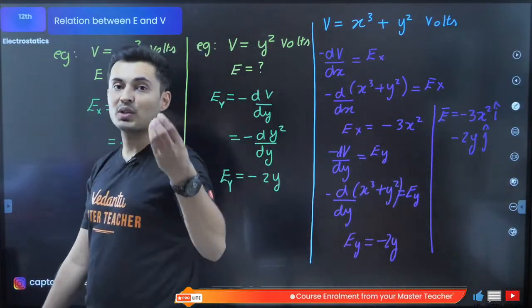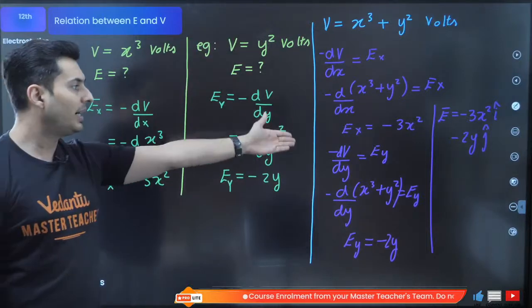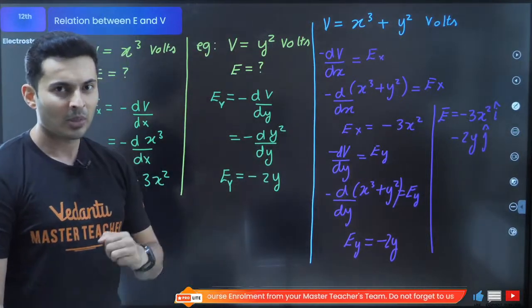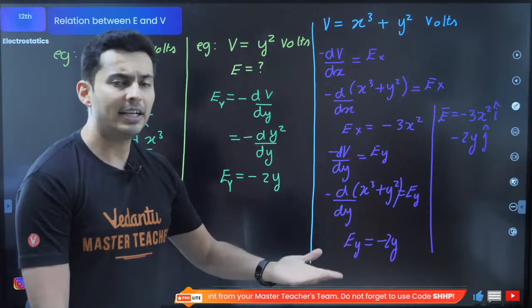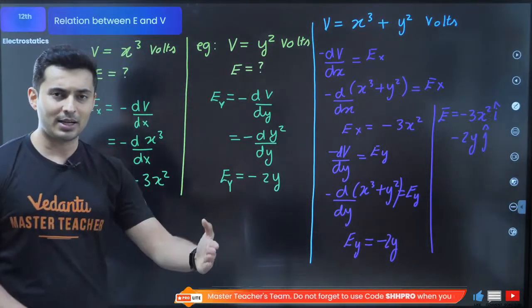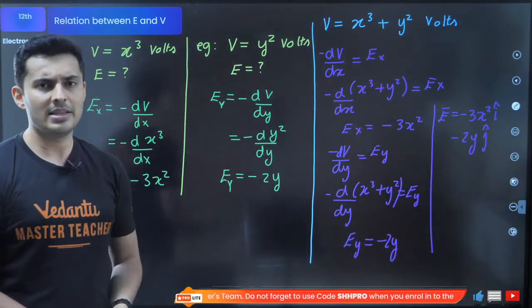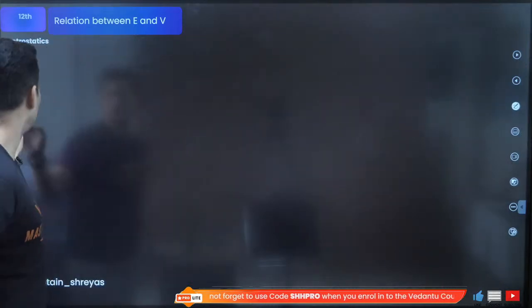So this is how you can solve problems which involve multiple variables. Whenever multiple variables are there, find the derivative with respect to x and y separately and then combine them in the end. That will give you the easy solution.